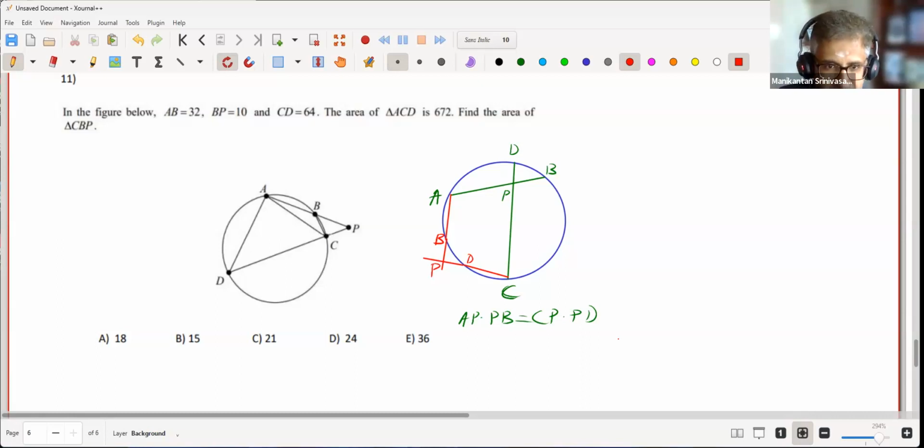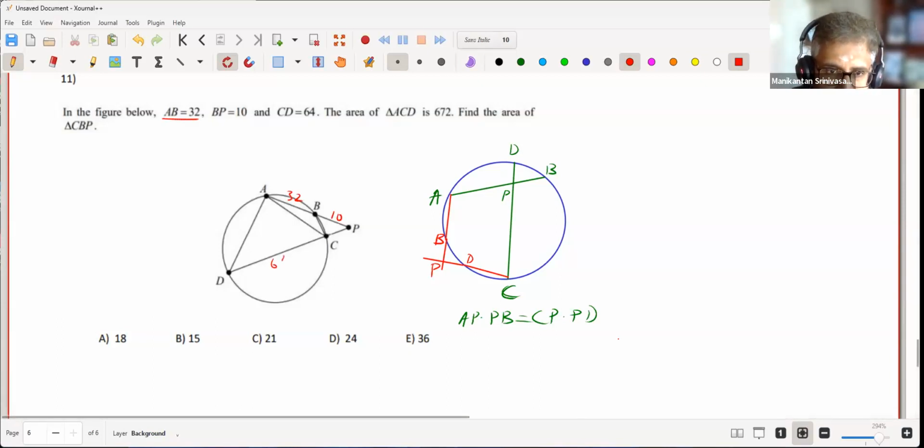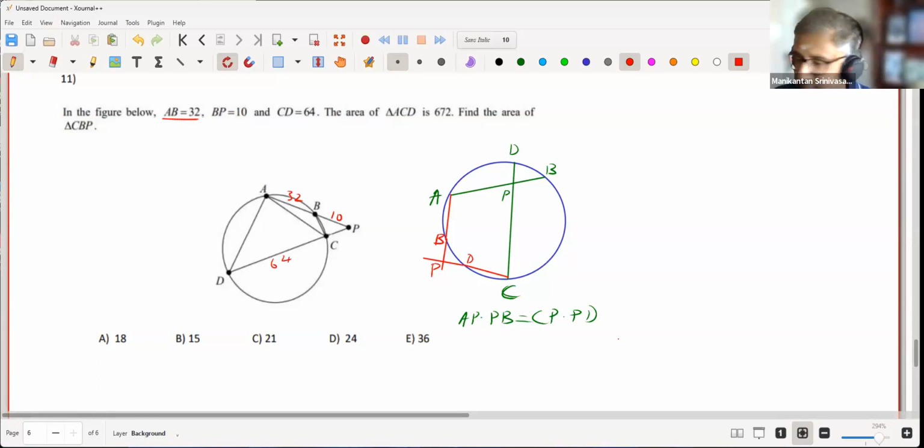Oh, in fact, this diagram is exactly the same. AB and CD are exactly the way I have drawn them, right? So we can directly use this. Yeah, it is more or less the same. Fine. AB is given to be 32, and PB is given to be 10. CD is given to be 64. So CP is missing. Let's call this X or something.